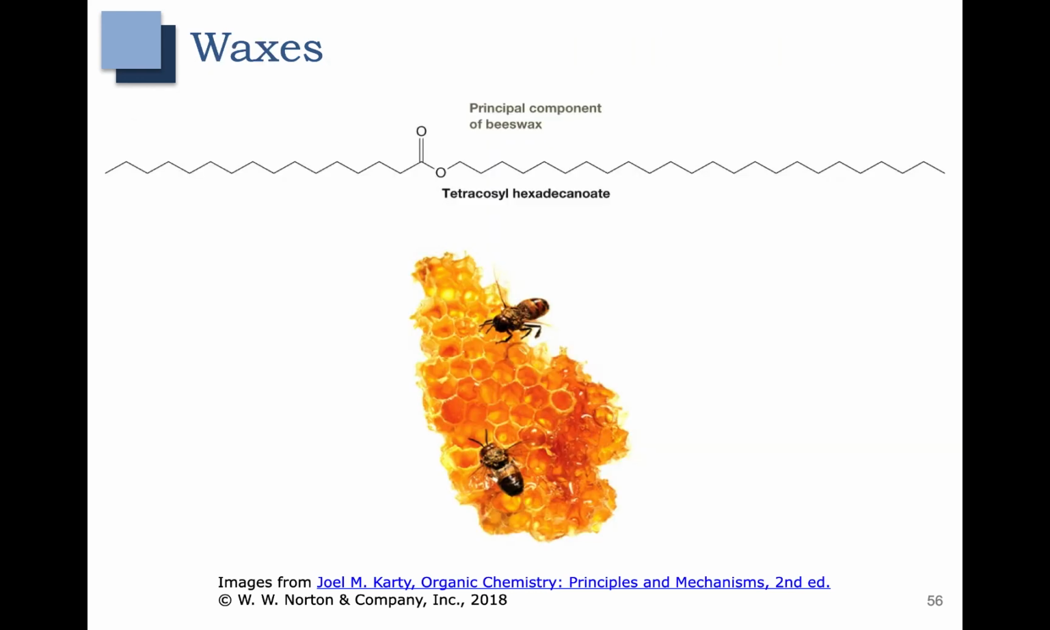One of the most famous waxes is beeswax. You can see here a principal component of beeswax. Beeswax is of course malleable, meaning you can kind of move it around. It doesn't crack as you move it around. And you can see that this molecule here has a long carbon-hydrogen chain on both sides. Beeswax is also solid at room temperature.